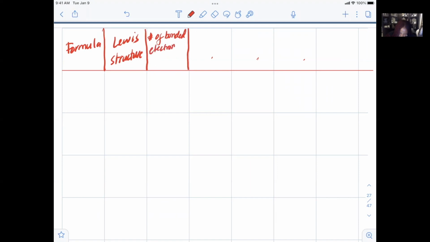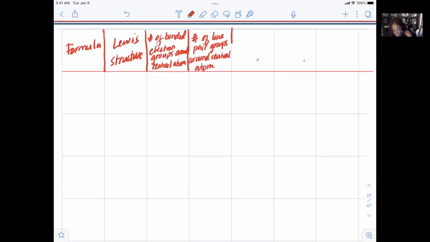Electron groups around central atom. Number of lone pair groups around central atom. Okay, I left the electron part out there, but you know what I mean, okay?